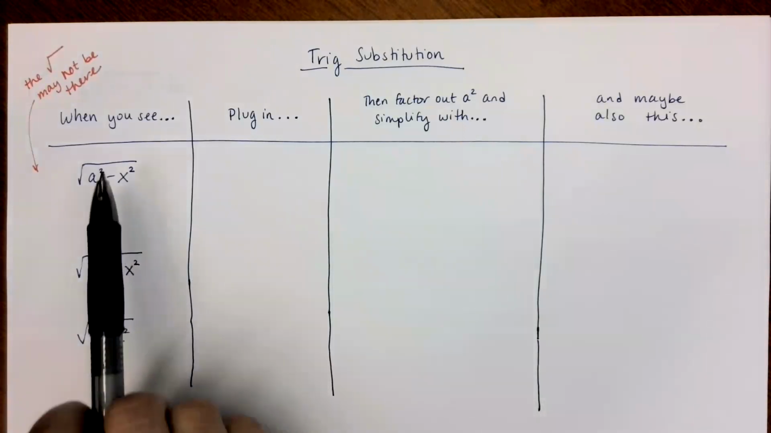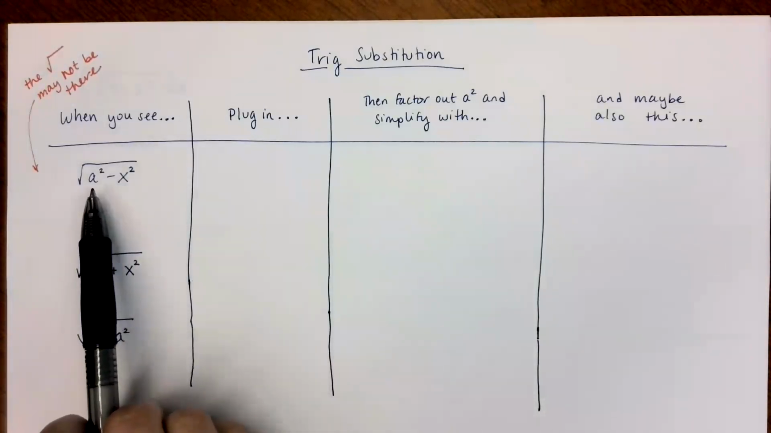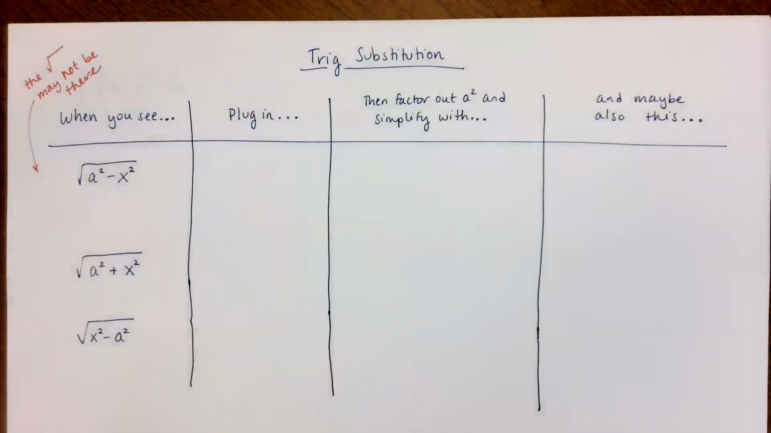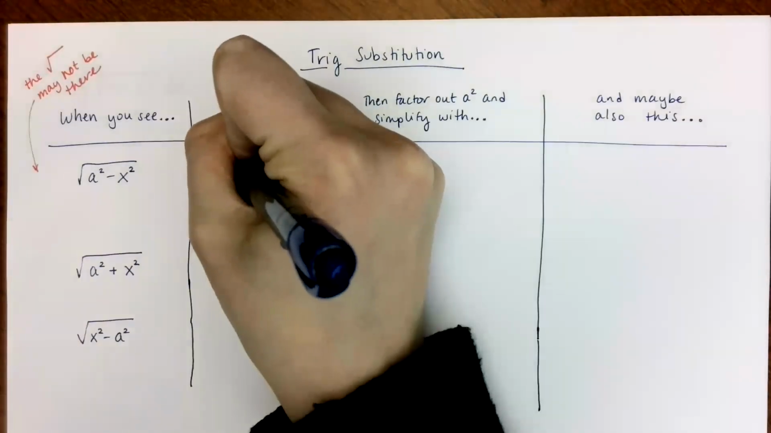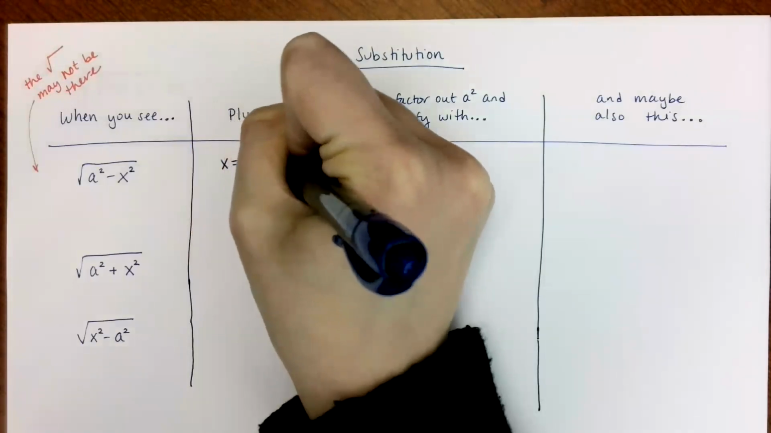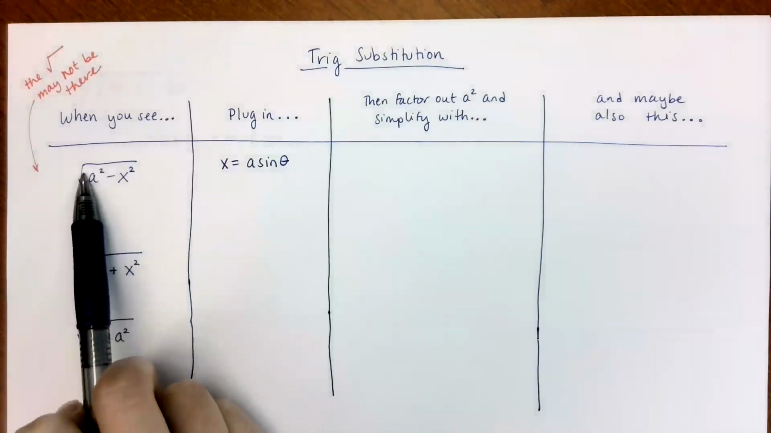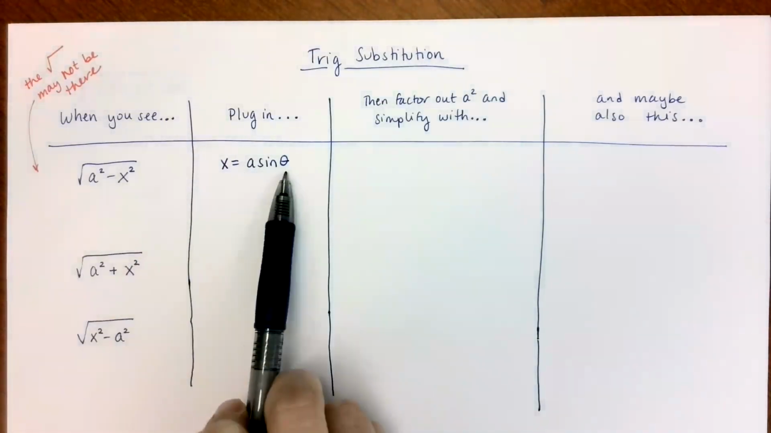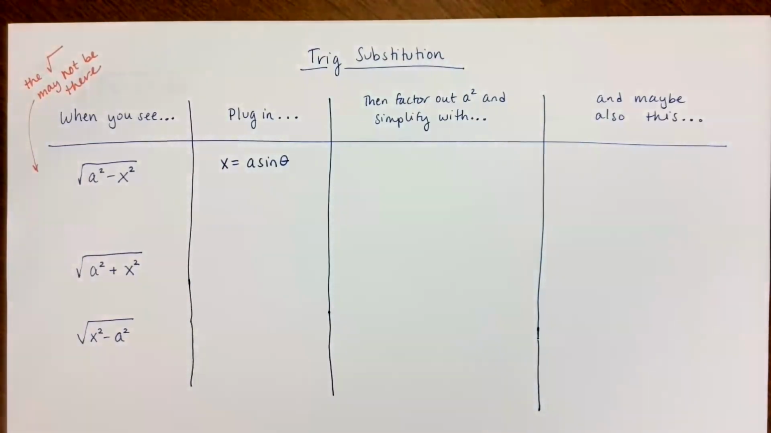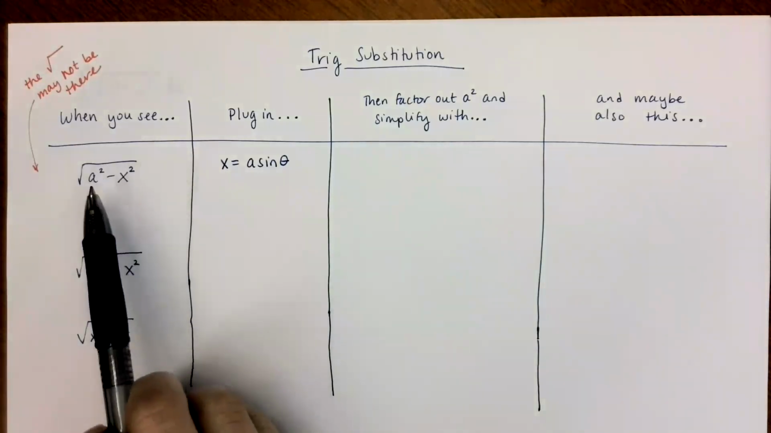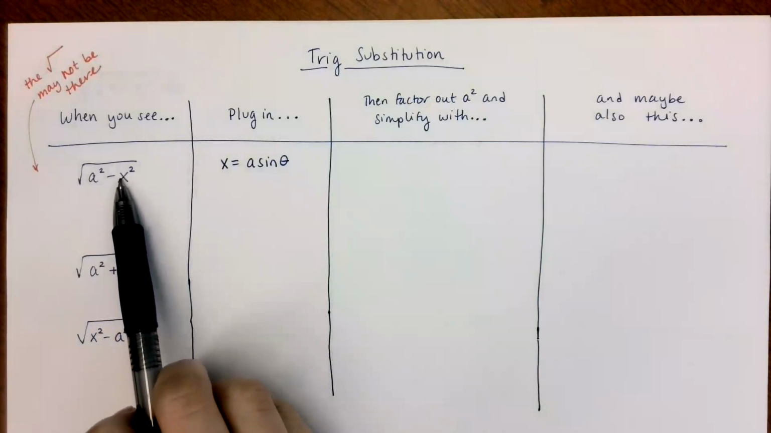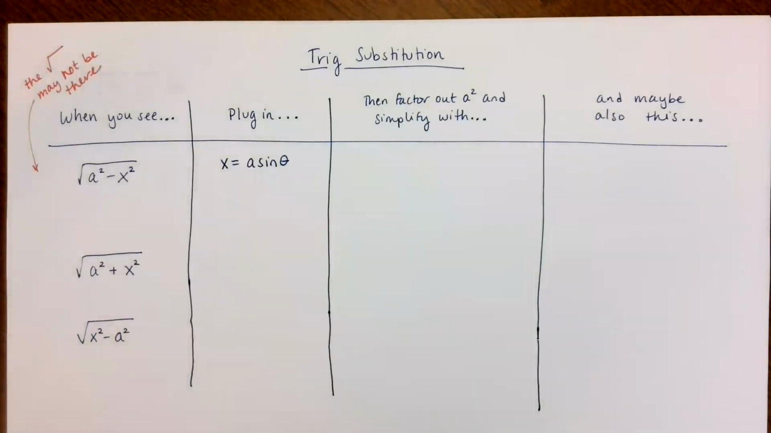All right, so in your integrand, if you see the root of something minus x squared, your move is going to be to plug in x equals a sine theta. So this a right here is just the square root of whatever number is right there. Theta is a new variable. So what we're doing is sort of a backwards substitution. Instead of subbing in a u that stands for a whole piece of the integrand, we're doing the opposite, where just x comes out and a bunch of new stuff comes in.